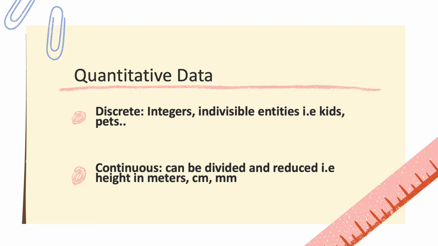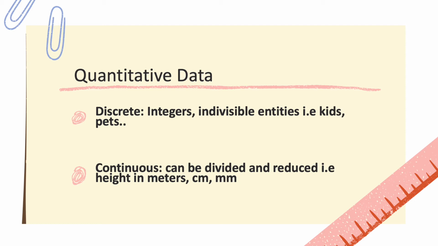For discrete quantitative data, these can be integers, indivisible entities, for example, kids and pets. For continuous quantitative data, it can be divided and reduced. For example, height in meters can be converted into centimeters and millimeters, or any unit that you desire.